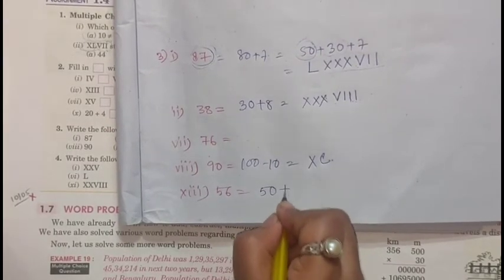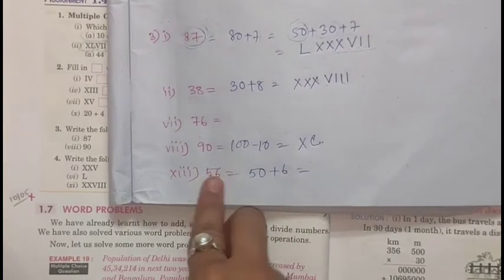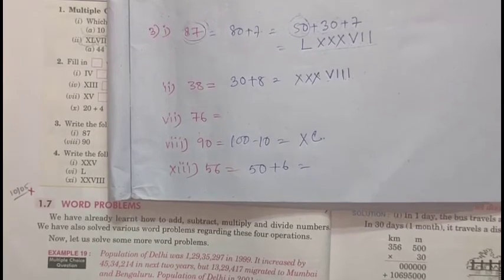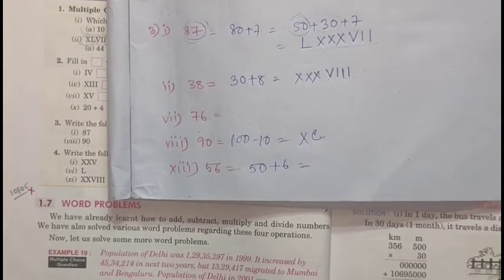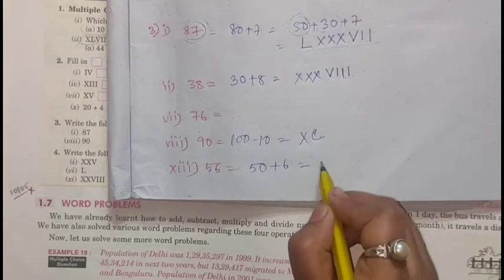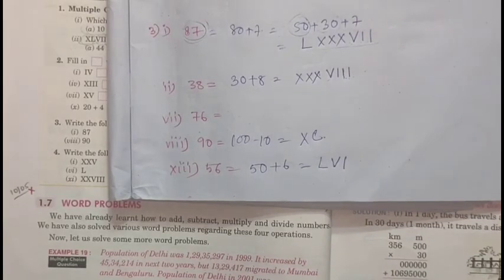Next, 56. That is 50 plus 6. So which represents 50? Here we will get 56 by adding 50 and 6. So in this case we will write the smaller value at the right side, because we know that when we add, the smaller value is written at the right side. So L, V, I. Okay, so this represents 56.